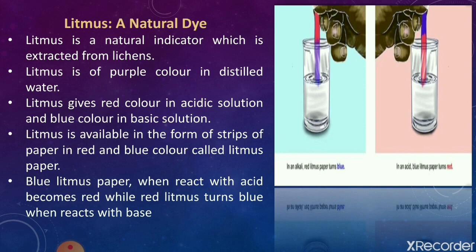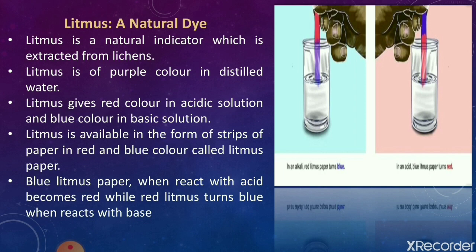There I told you that lichens are used as two types of indicators. First of all, lichens give us litmus solution which is used as an indicator, and second, they are very good indicators of SO2, sulfur dioxide pollution. So litmus is a natural dye which is extracted from lichens.